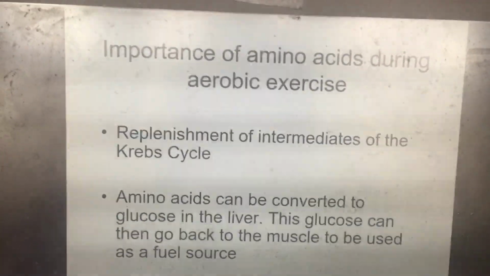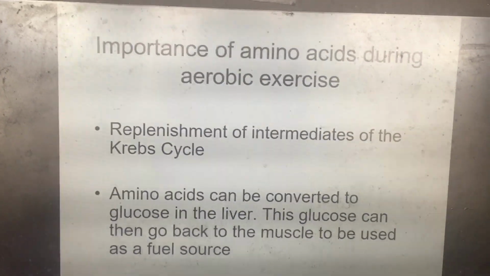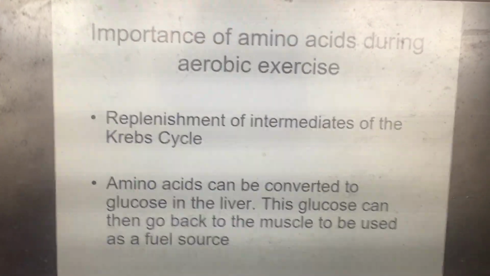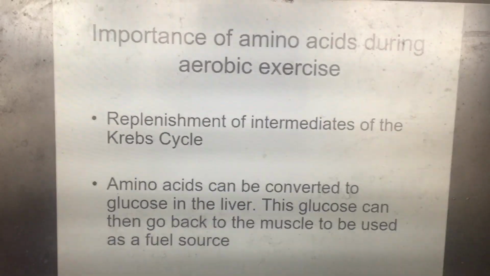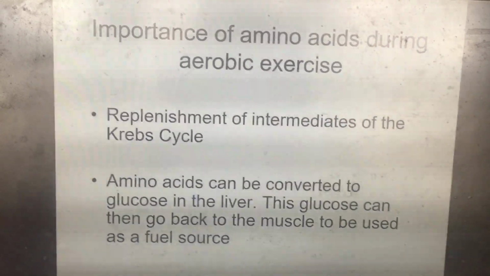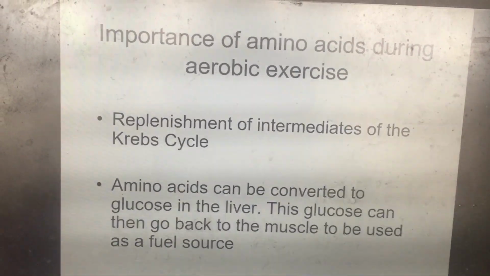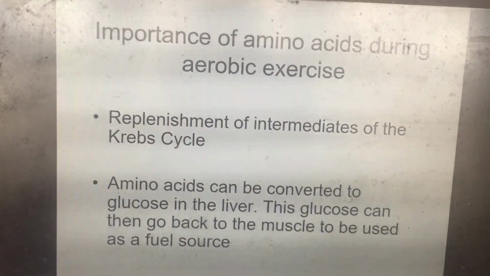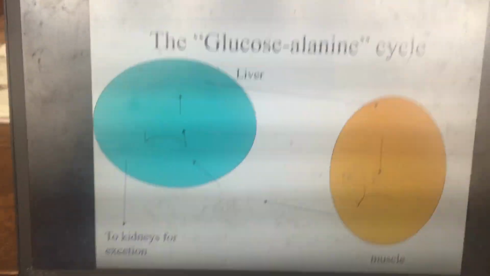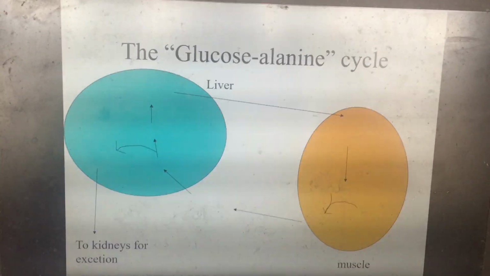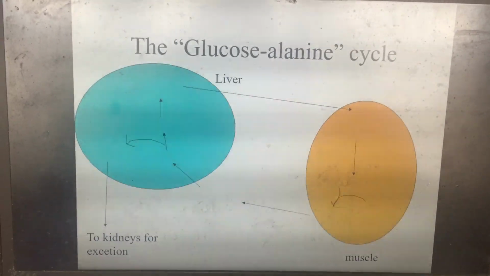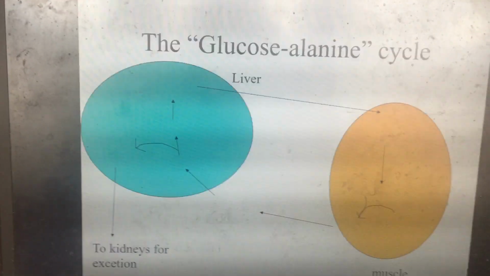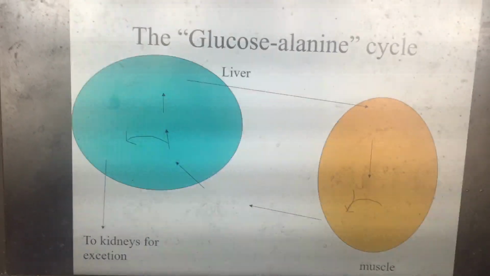So this is just a summary of the importance of amino acids during aerobic exercise. You get replenishment of intermediates of the Krebs cycle, and then amino acids can also be converted to glucose in the liver. So this is gluconeogenesis. The glucose can then go back to the muscle to be used as a fuel source. One cycle I want to discuss is the glucose-alanine cycle. So this involves amino acid uptake by the liver and gluconeogenesis involving the amino acid alanine.